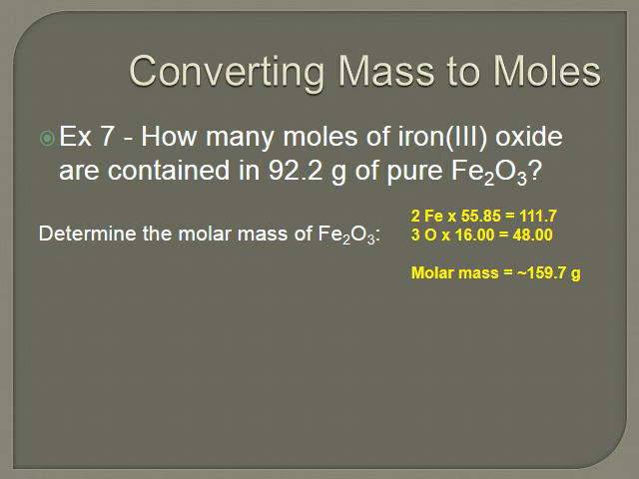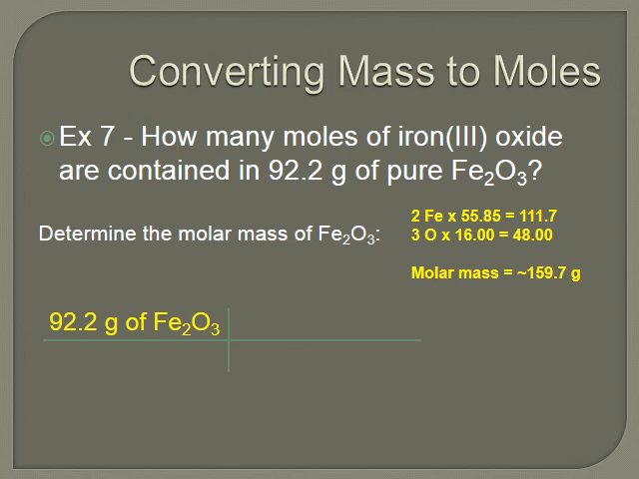What's the mass of iron? What's the mass of oxygen? We have a couple of each. We're going to add those together, and we're going to see that the molar mass of iron 3 oxide is approximately 159.7. Okay, so now we can go ahead and start with what we know. We know we have 92.2 grams of iron 3 oxide.